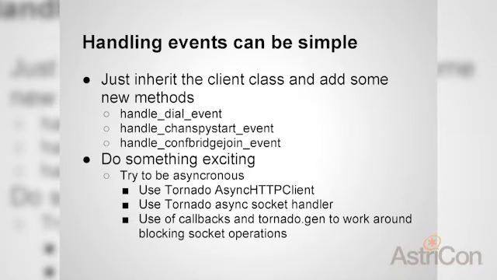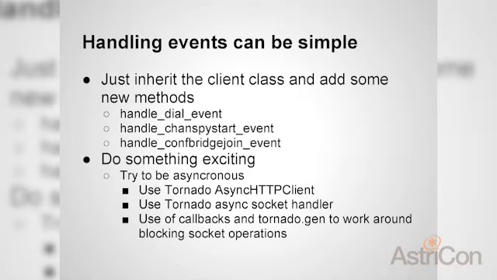So handling events once we make a new class based off of the master class, AJM client or AMI client, is pretty easy. You just inherit the client class and add some new methods. If the method doesn't exist, it's no big deal. We're not even going to worry about it. Nothing happens. So an example, handle dial event, get dial. If you see a dial event come in on the line, do something with it. Chan spy start event, find out if you're being spied on. Conf bridge join event, start publishing information about who's in a conference to your own custom conference notification system.